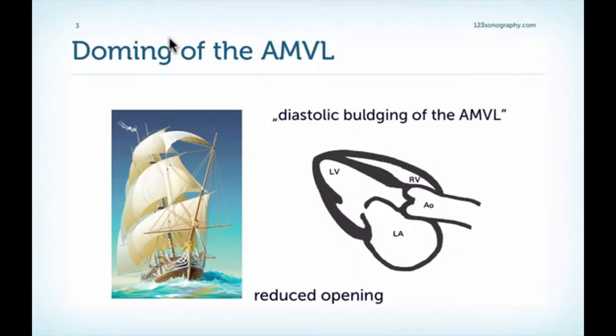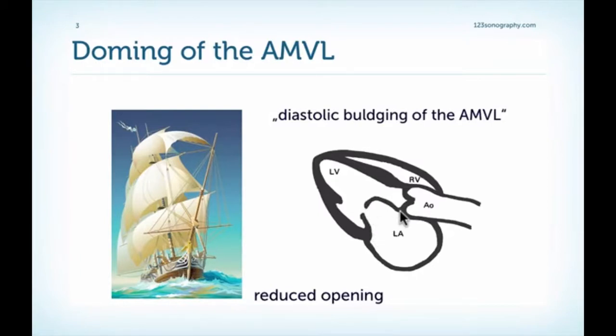patients with mitral stenosis. So the hallmark of mitral stenosis is doming of the mitral valve. But what is doming? How is it defined? And why does it occur? Well, the definition is diastolic bulging of the anterior mitral valve leaflet. So we're only talking about the anterior leaflet and not the posterior leaflet.